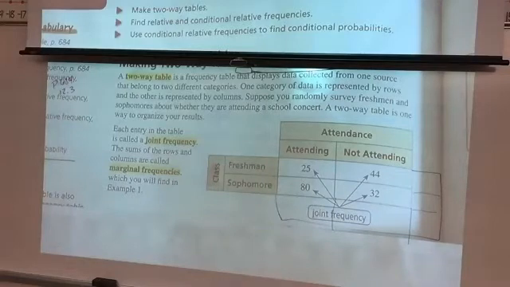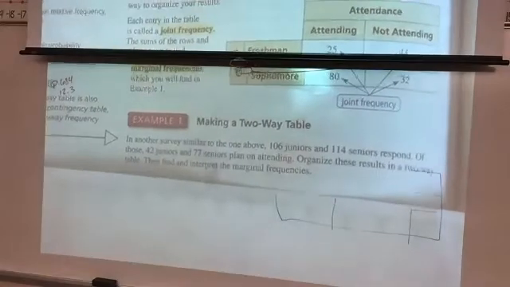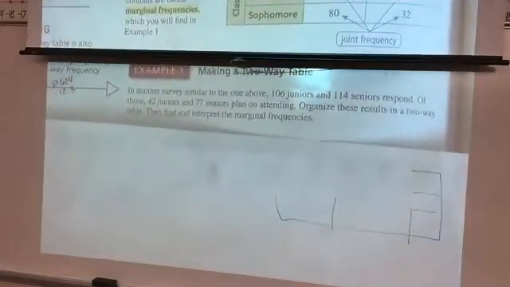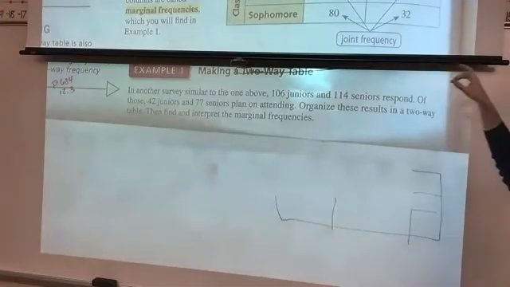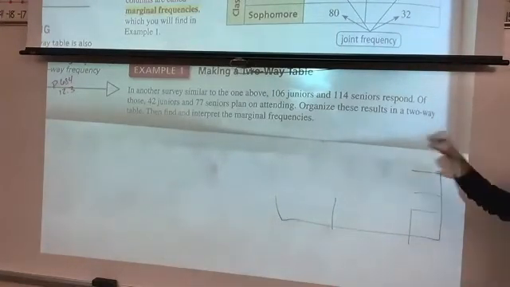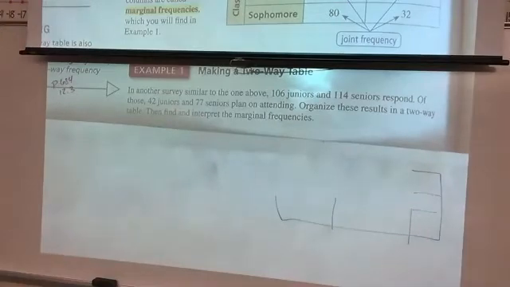So that's our basics on two-way tables, our vocab part there. We're going to have you create one. It's going to be based on the same idea that we looked at above with attending, not attending, only now they're asking juniors and seniors. I want you to create a two-way table, get your joint frequencies and the marginal frequencies. So do that full two-way table here with the marginal frequencies, and then we'll talk about it.